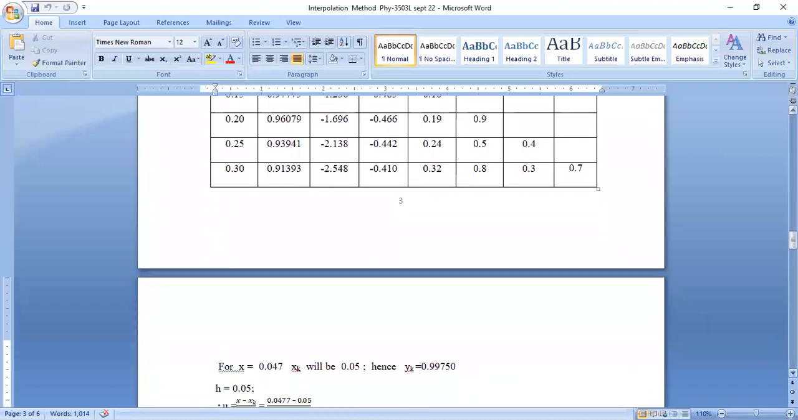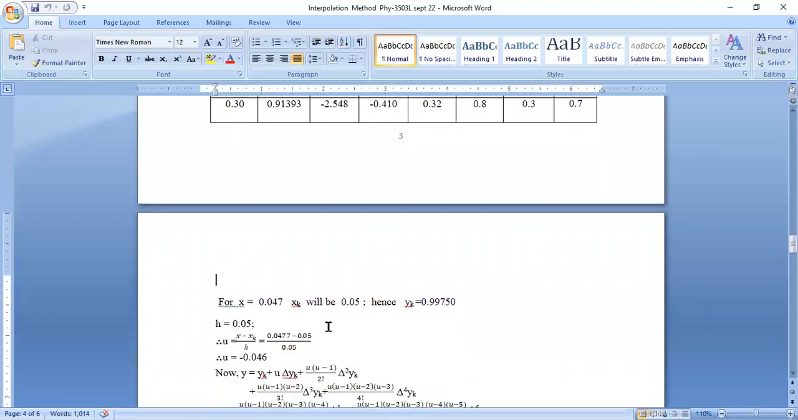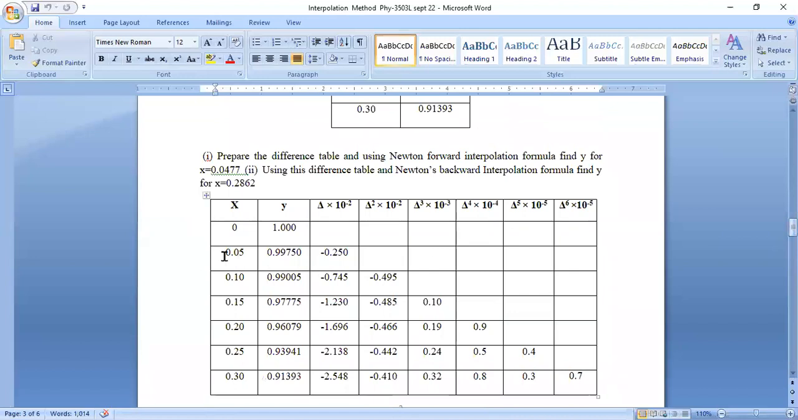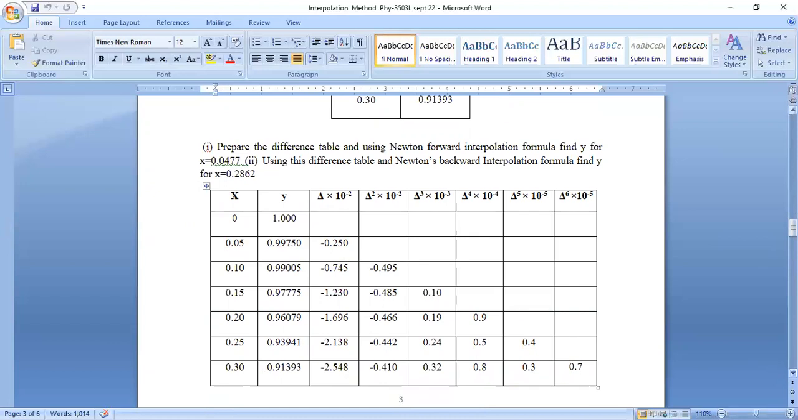And you see in this case, your x is 0.0477. So your x is very close to the table value 0.05. So 0.05 is xk, and yk is 0.99750. And your index k is 1 because this is x1. So k is 1. X equal to xk, and xk is x1. Y equal to yk, and k is 1. This is y1. So your index is 1. Please remember that index.